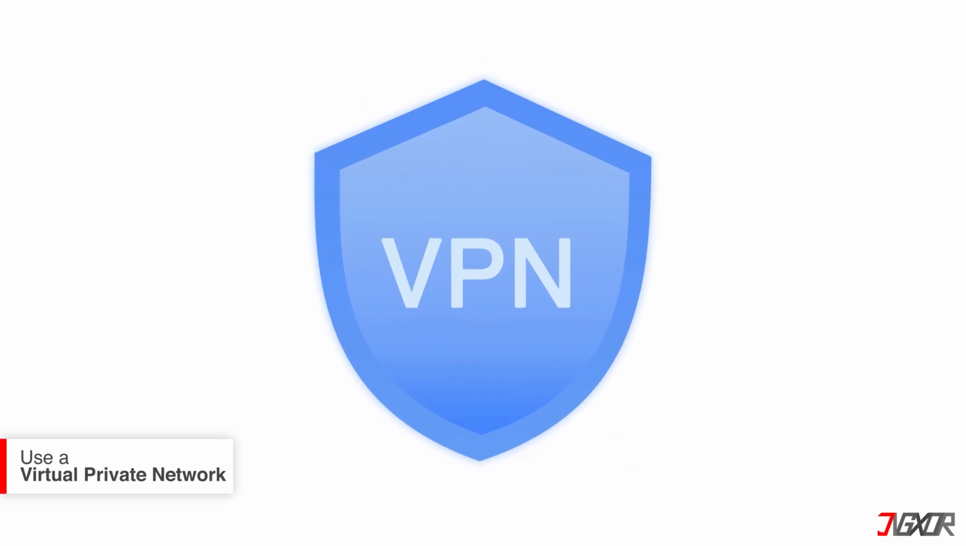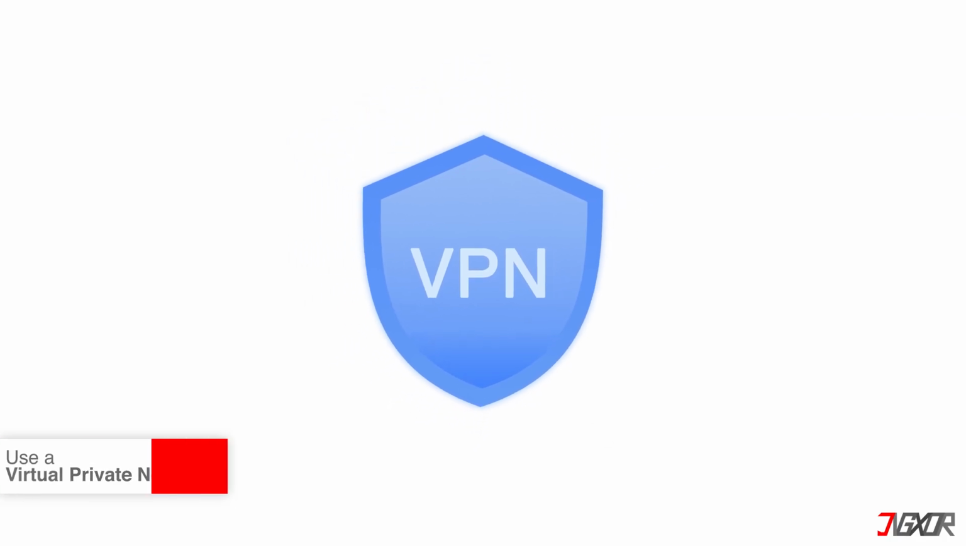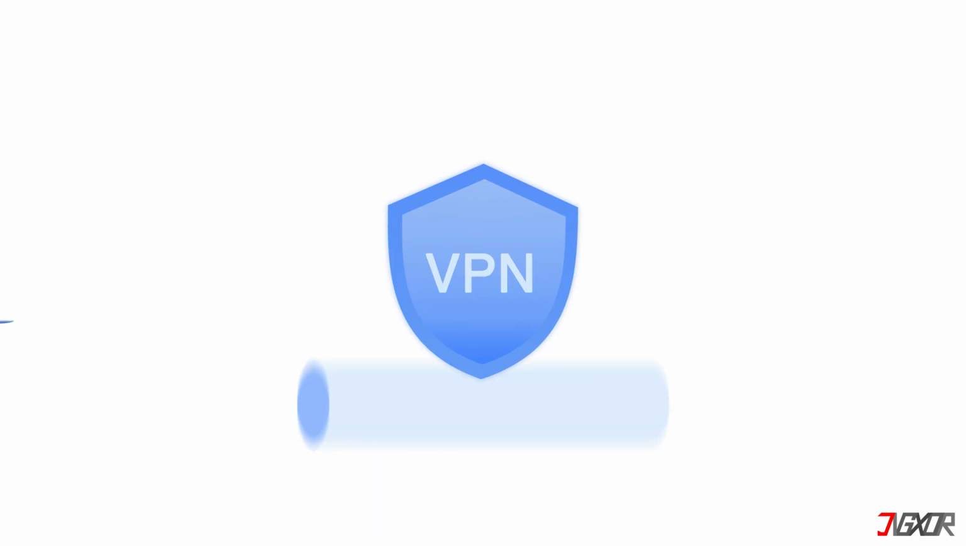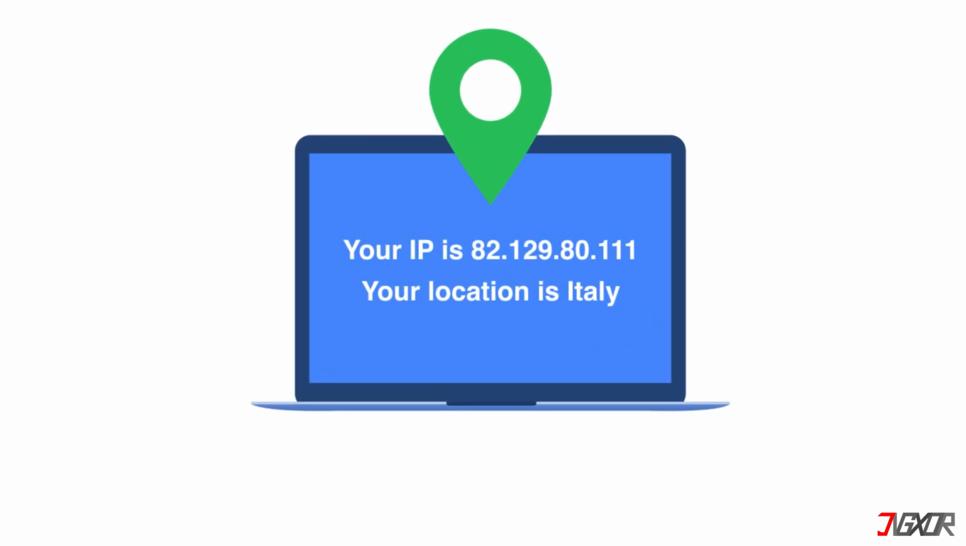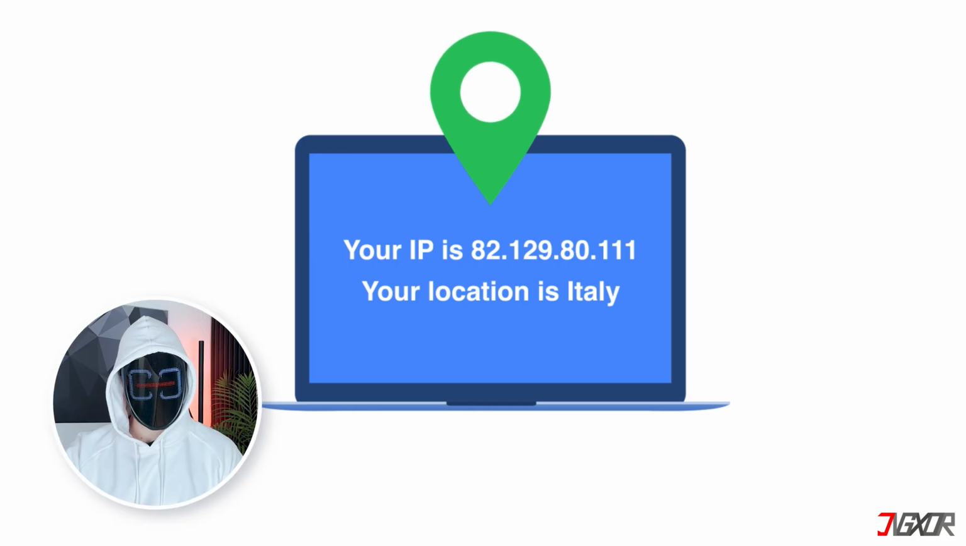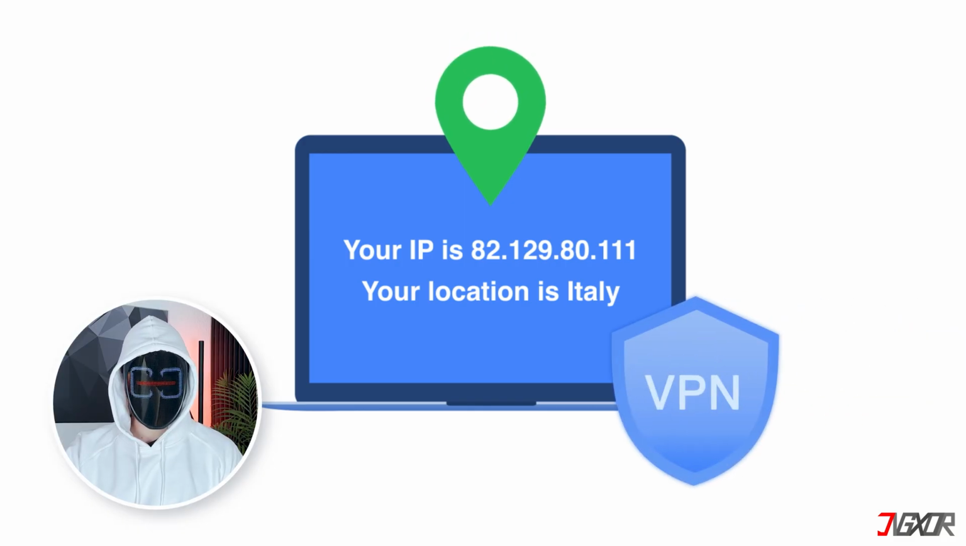But the easiest way to change your IP address is by using a VPN, or virtual private network. Imagine a VPN as a secret tunnel. You send your internet traffic through this tunnel, and it comes out somewhere else. Boom! New global IP address, new location. So to summarize, you need a VPN to change your location.